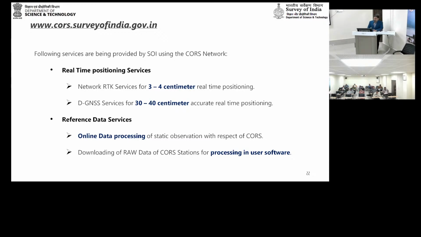We provide the following services with the help of CORS: real-time position services, with network RTK connection for 4 centimeter real-time positioning, and DGNSS services for 30 to 40 centimeter accurate real-time positioning. These two real-time position services are provided with the help of the CORS network. Also, the reference data services mean we can do online data processing of static observation with respect to CORS, and we can also download the raw data of CORS stations for processing in user software.